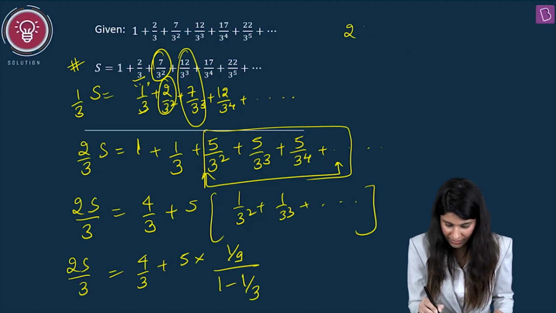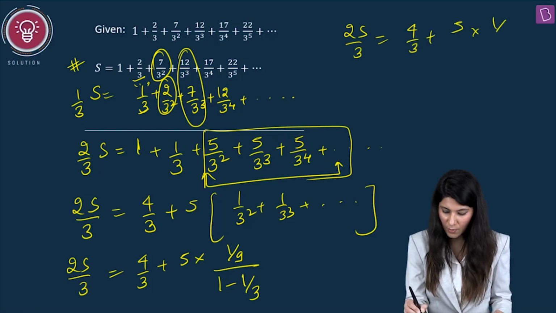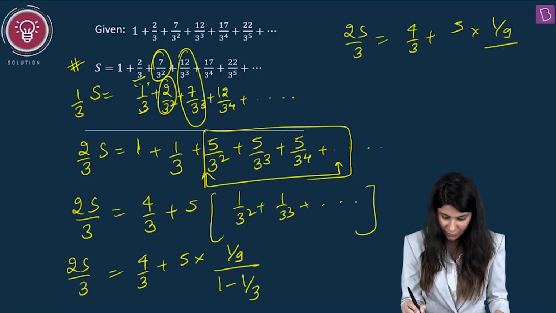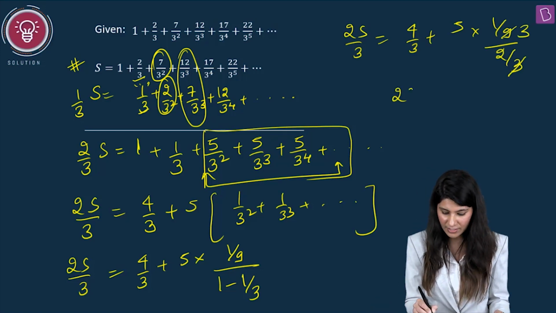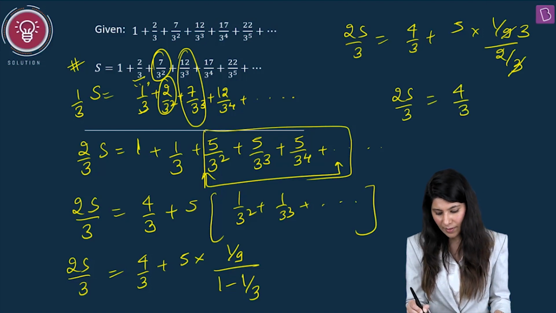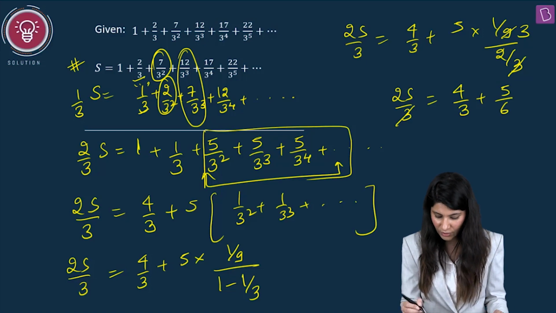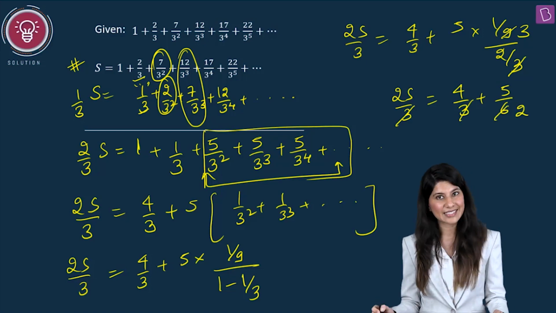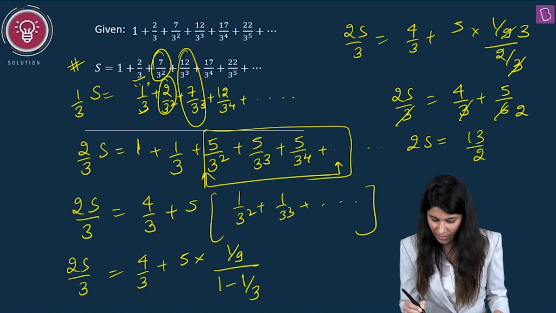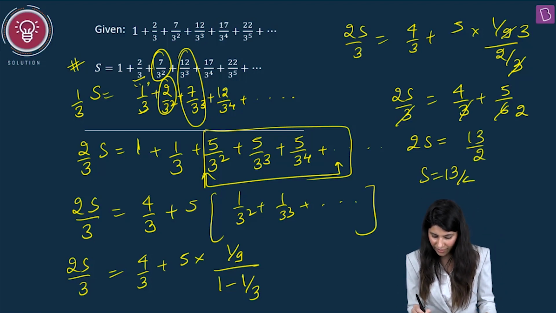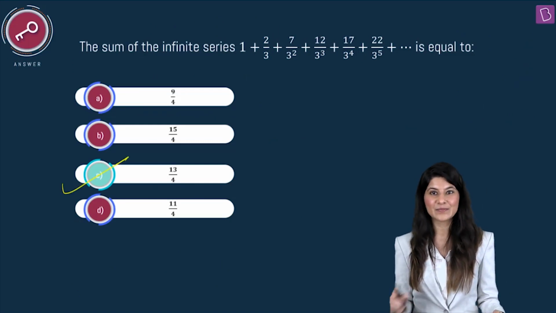If you solve this, what would you get? So 2S by 3 equals to 4 by 3 plus 5 multiplied by (1 by 9) by (2 by 3). This is gone. So you are actually left with 2S by 3 equals to 4 by 3 plus 5 by 6. Let's cancel 3 from the denominator. 3 2s are 6. And you're left with 2S equals to 13 by 2. Hence, S equals to 13 by 4. Finally, you have option C as the right answer. All right.